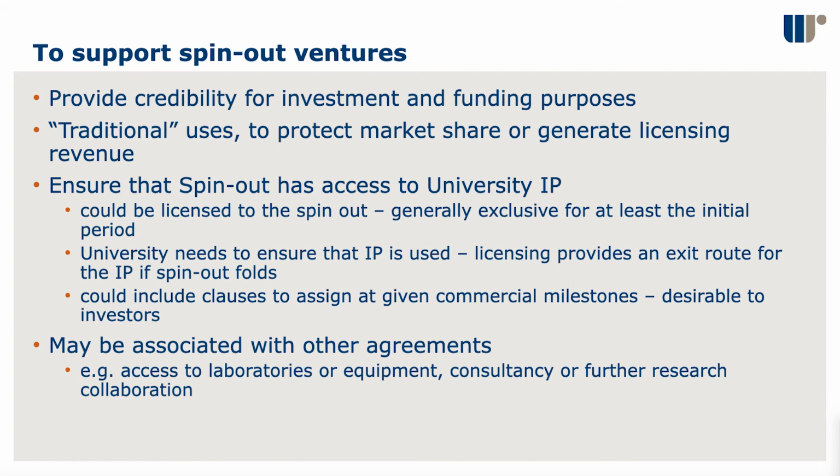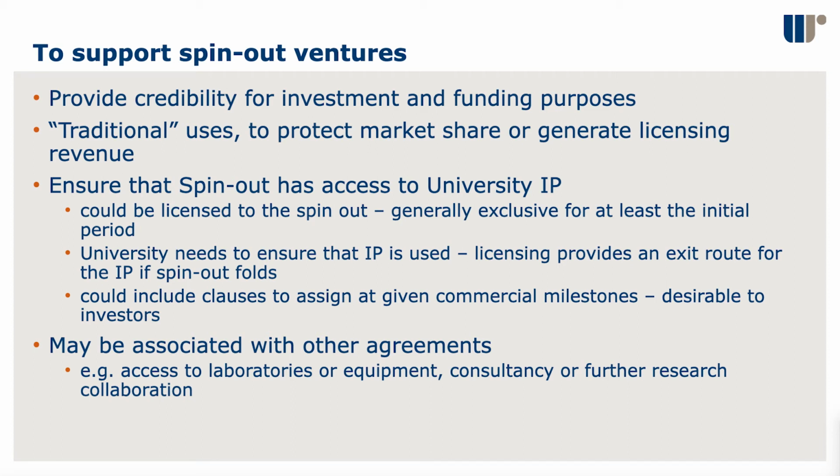A further use of IP is to support spin-out ventures. The IP can provide credibility for investment and for funding purposes. And it can be used in the traditional way, namely to protect the market share of the spin-out company or to generate licensing revenue. When using university IP to support a spin-out, it's important to ensure that the spin-out has full access to the university IP. Now this could be licensed to the spin-out and would generally be on an exclusive basis for at least the initial period. This setup benefits the university as they need to ensure that the IP they generate is used.